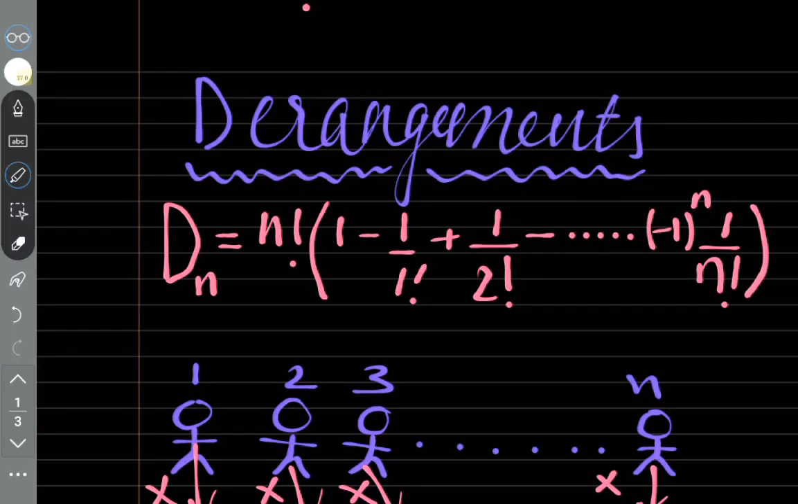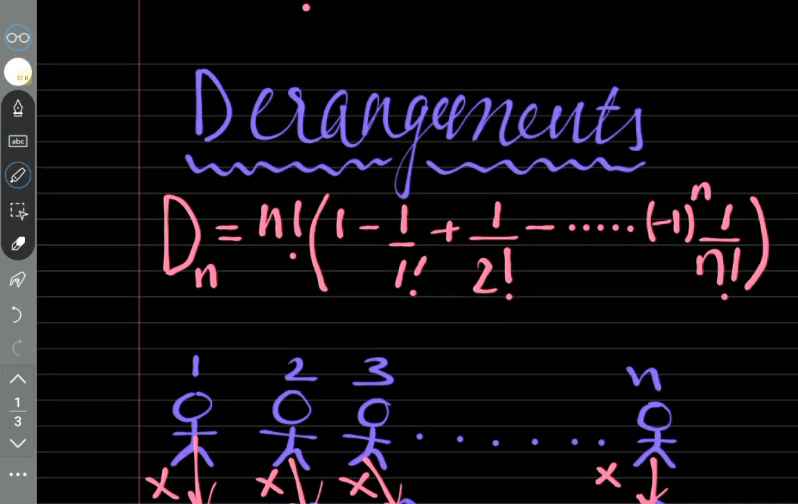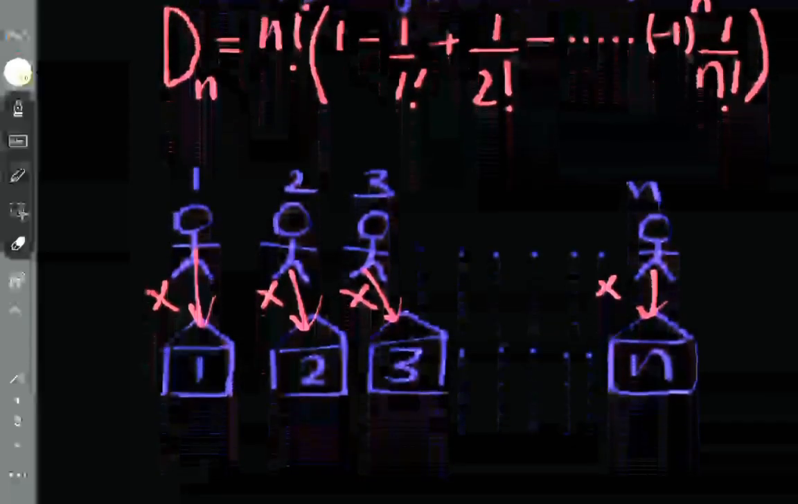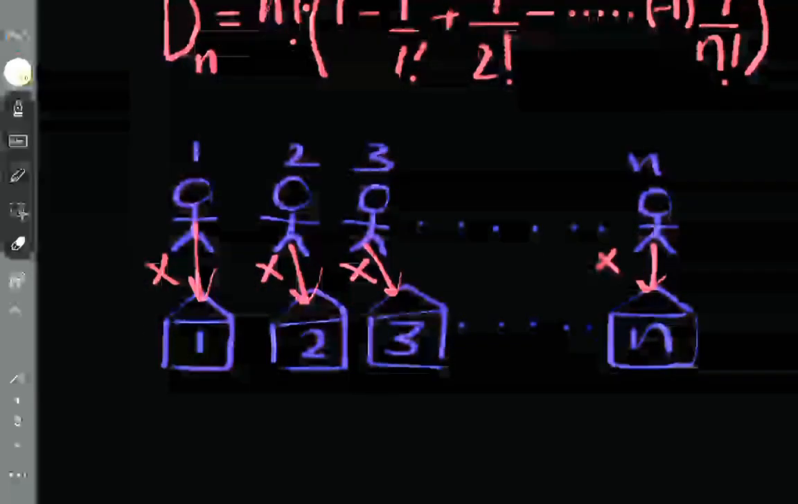Hello everyone, in this video I will be explaining to you why we use inclusion-exclusion principle in deriving the formula for derangements. For those of you that do not know what derangements are, let's explain it using an example. Let's say you really wanted to get into an IIT but you couldn't for whatever reason.